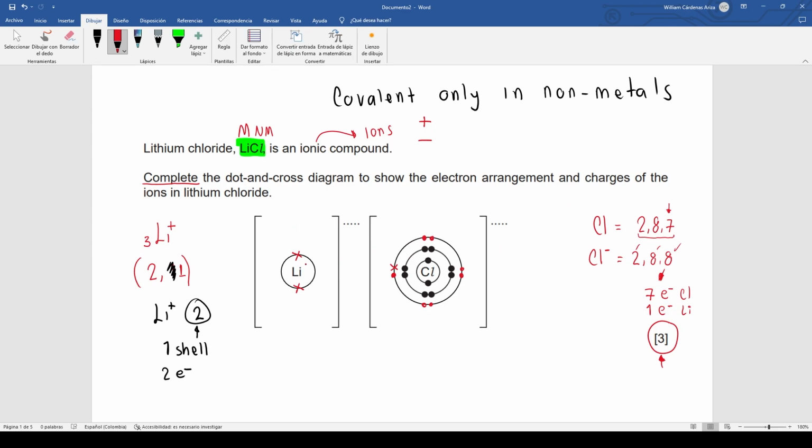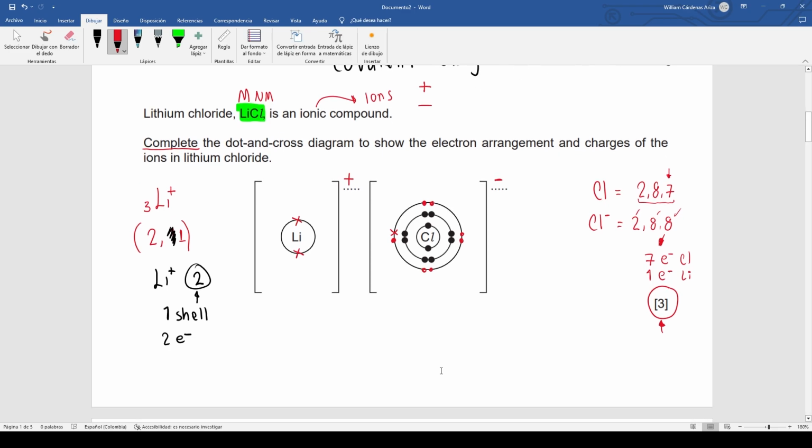Now, lithium has a charge of +1 because it lost 1 electron, and chlorine is going to have a charge of minus because it got 1 electron. And let's see that at the end, they will have, in this case, the octet complete for the chlorine, and lithium has only 2. So you may think, okay, but why doesn't lithium have the octet?